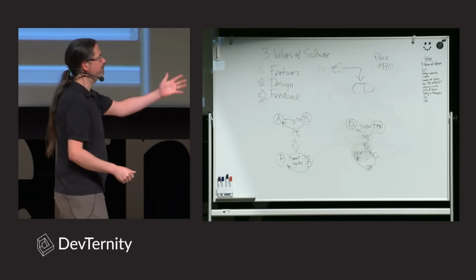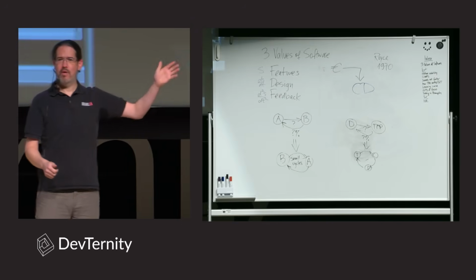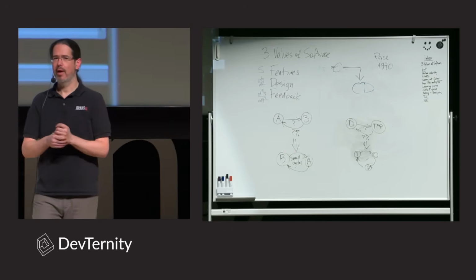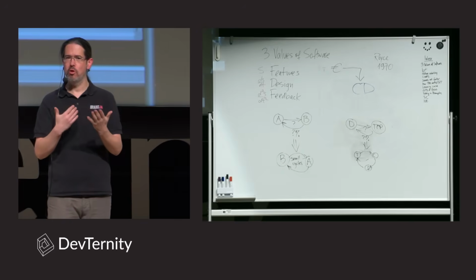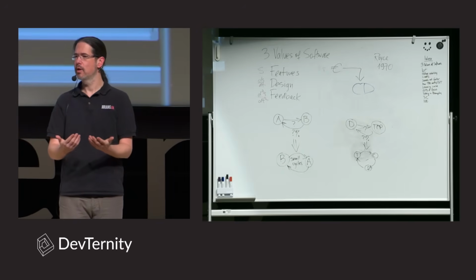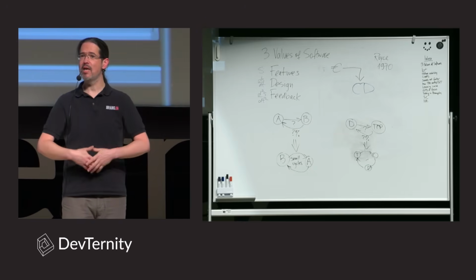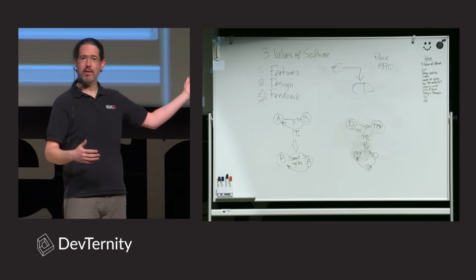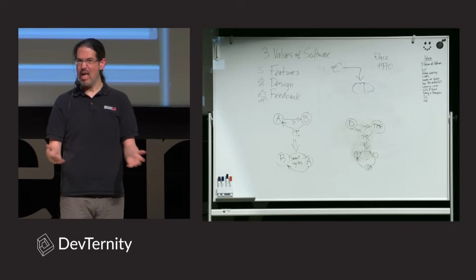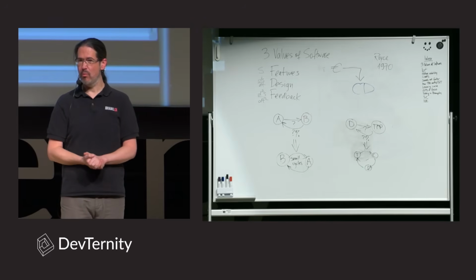All right, so features, design, feedback, 3 values of software, a handful of little tricks that will help you communicate the value of what you're doing to people who either are or aren't programmers, speaking in the languages of pure mathematics and economics. I think that might help a lot of these conversations go a bit more smoothly.